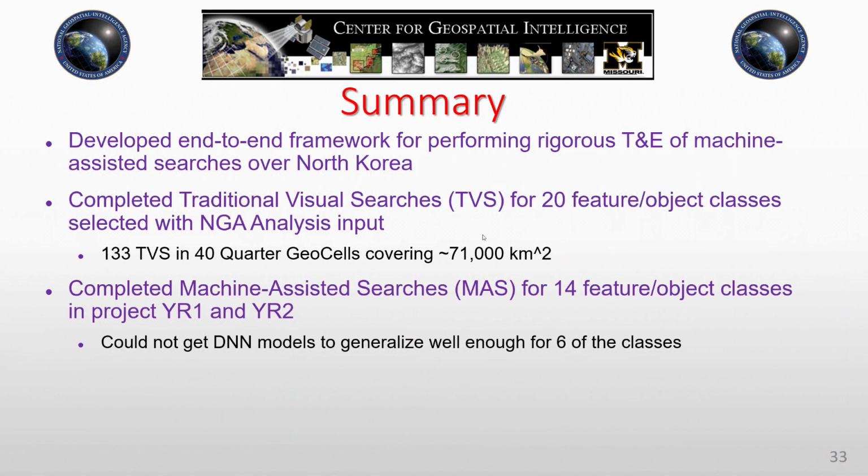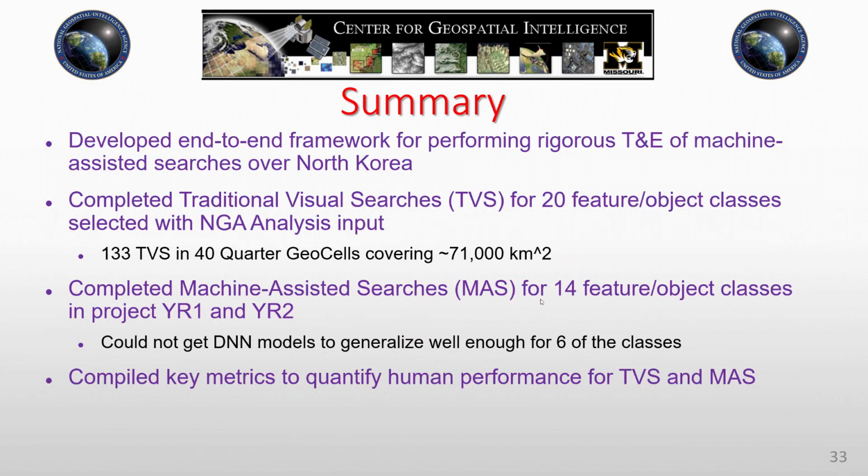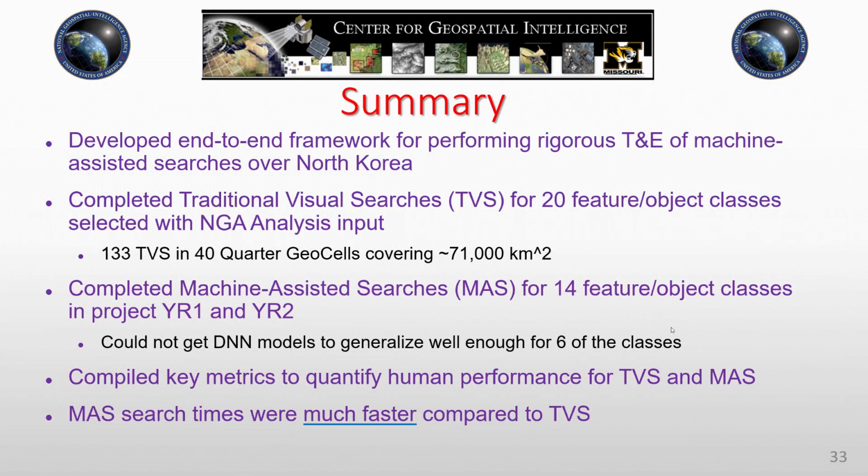We did the visual searches for 20 feature and object classes covering about 71,000 square kilometers. We did the machine-assisted searches for 14 out of those 20. We could not get the models to generalize well enough for 6 of those classes. And then we compiled key metrics to quantify the human performance of the traditional visual searches versus the machine-assisted searches. And the machine-assisted searches were obviously much faster compared to the traditional visual search.